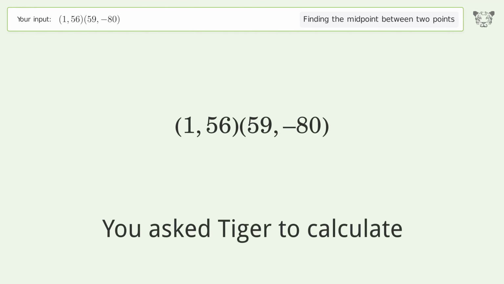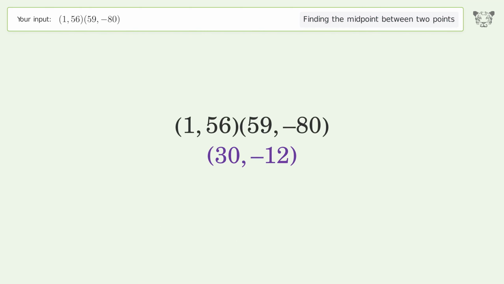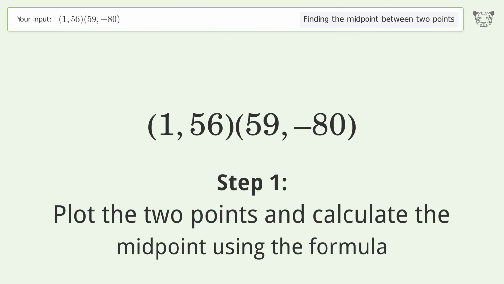You ask Tiger to calculate. This deals with finding the midpoint between 2 points. The midpoint between the 2 points is 30, -12. Let's solve it step by step. Plot the 2 points and calculate the midpoint using the formula.